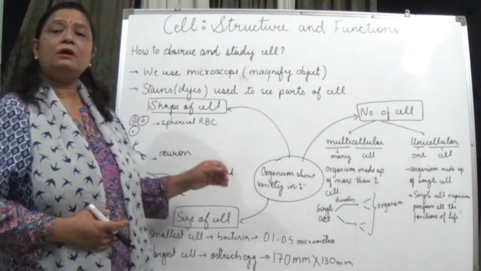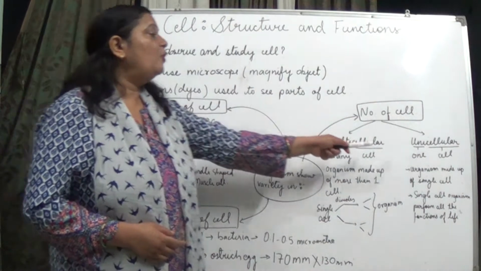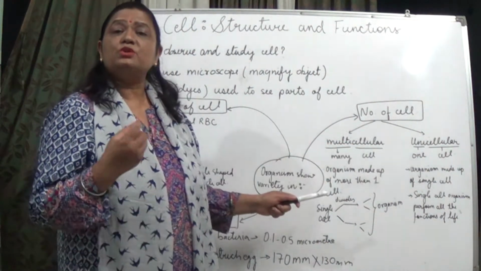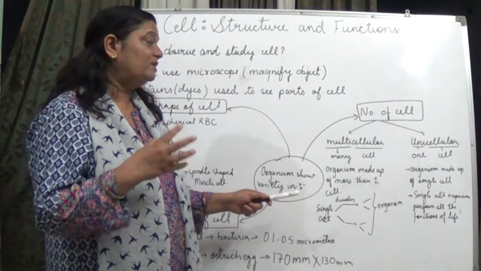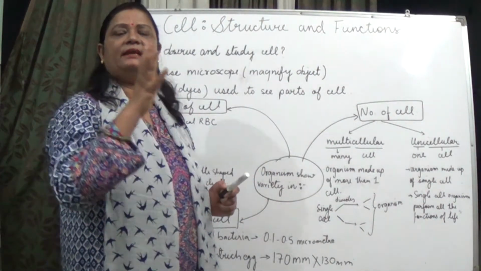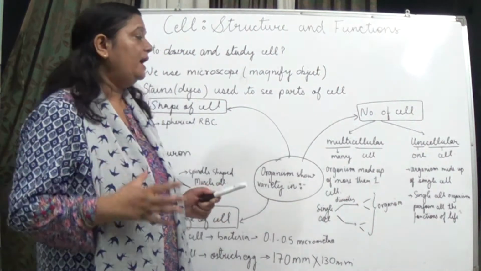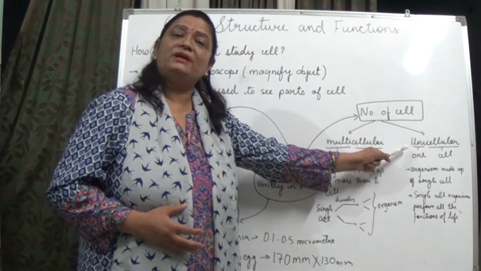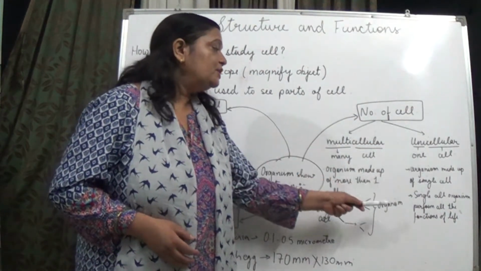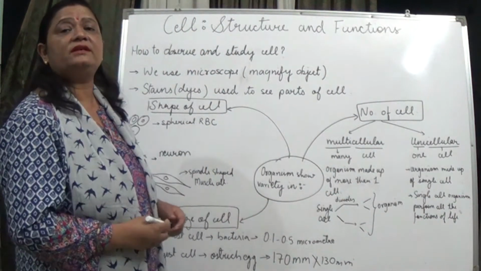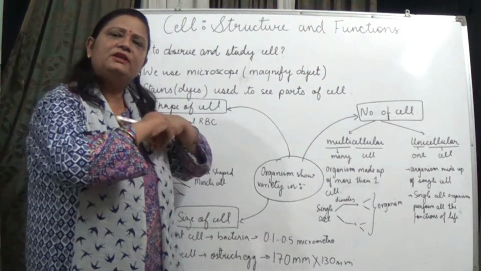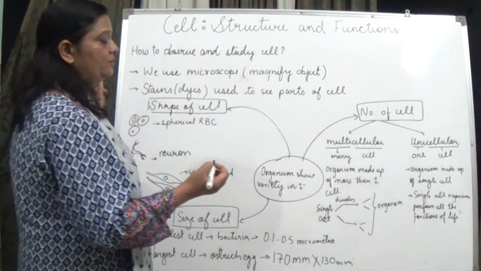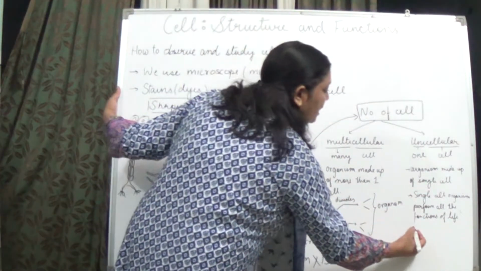What do we mean by unicellular? Uni means only one. So only one cell is present in that organism, and that cell is capable of doing all the work. A single cell forms that organism, and that is known as unicellular. The single cell present in that organism is responsible for all the functions. For unicellular, we can take the example of amoeba.